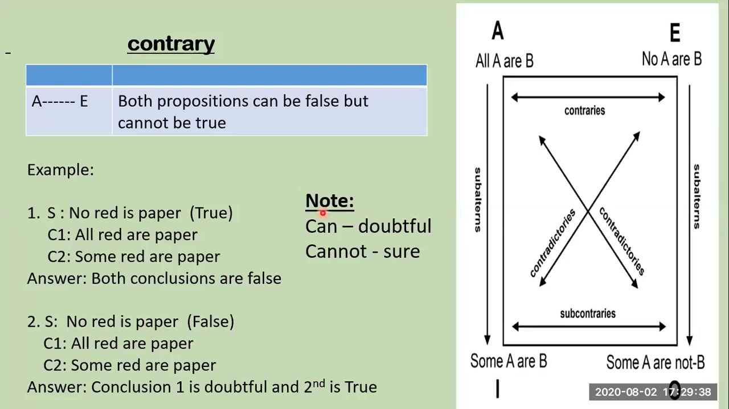But one of the tricks is, whenever we're using the first statement as an answer, we use the word can, right? Whenever we're using this statement, instead of writing false, we should write doubtful. This is a trick. And the second statement, no red is paper and some red are paper. No is here, some is here. So if this is false, this should be true. So your answer is conclusion one is doubtful, conclusion two is true.